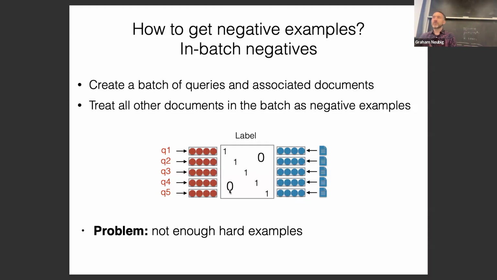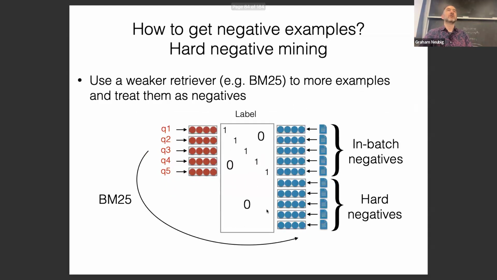However, a big problem with this is there aren't enough hard examples. Because you're picking these randomly, most examples on the web are not hard. You're not likely to retrieve them from your models. So you'll get to the point where this just becomes way too easy of a problem, distinguishing between the correct ones and the incorrect ones.